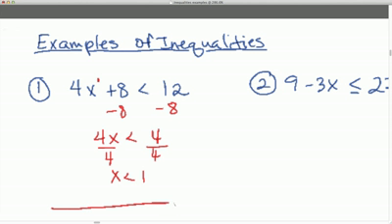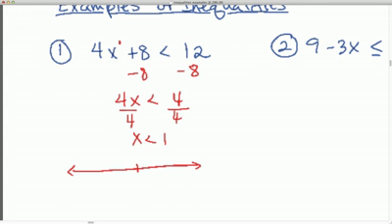If you were to draw that on a number line, there is no y, so there's no point in drawing a y-axis. You would have a 1 with an open dot, because that open dot is because there's no equal sign there, it's just a less than. And less than means to the left of, smaller than.